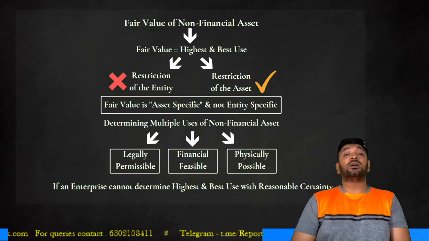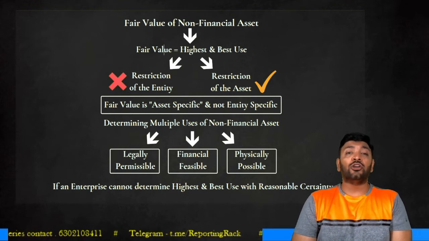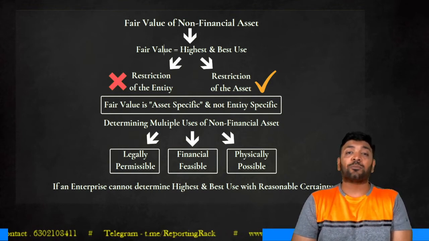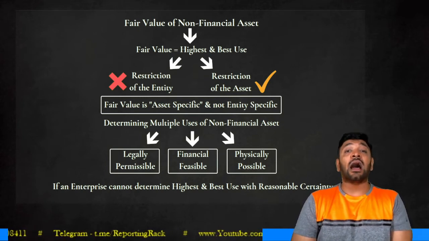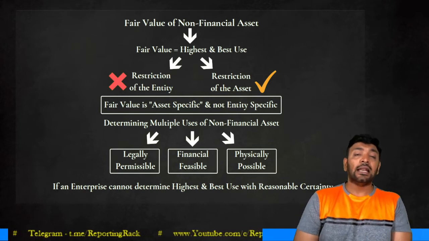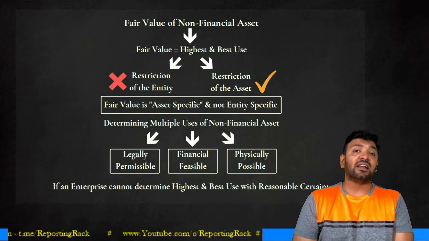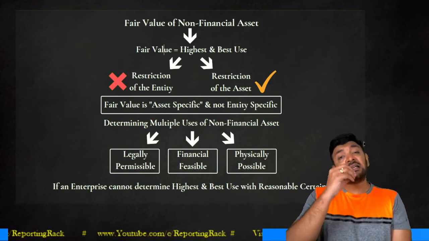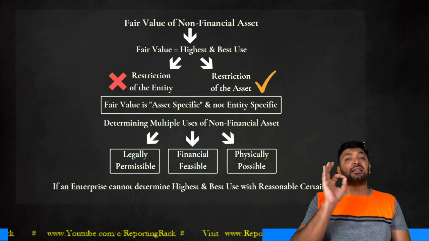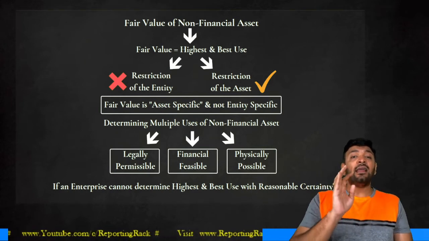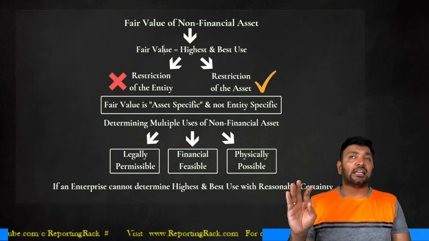The second exception was regarding non-financial assets, where you cannot apply the income approach or cost approach or market approach, but instead I will determine fair value based on the highest and best use of the asset. In determining highest and best use, the entity-based restrictions for use of the asset should not be considered. But if the asset itself is restricted to be used in a particular manner, such restriction should be considered in assessing the highest and best use. That's why we say the fair valuation for a non-financial asset is asset-specific and not entity-specific.